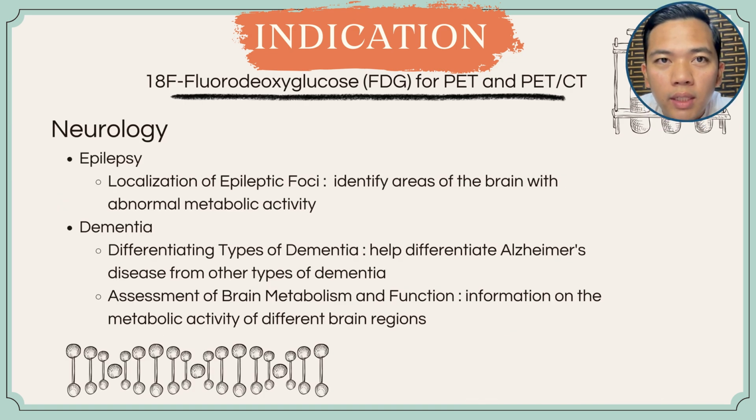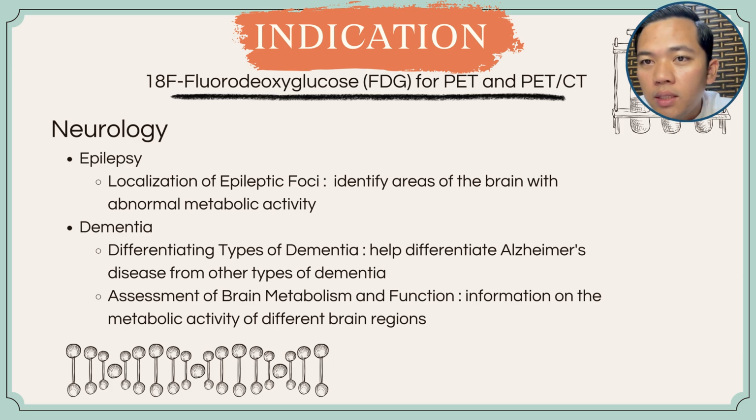Indications in neurology is epilepsy. First one is epilepsy. So the localization of epileptic foci, PET scan can identify areas of the brain with abnormal metabolic activity associated with seizure activity, which is essential for planning surgical interventions in refractory epilepsy.